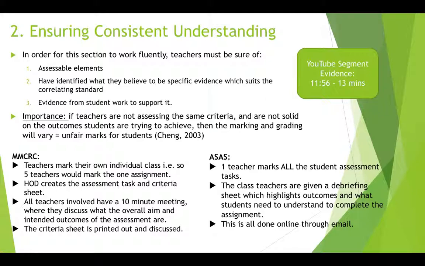I witnessed this at Mary MacKillop. Teachers would mark their own individual class. So 5 teachers would mark the one assignment. The head of department creates the assessment task and they create the criteria sheet. All teachers involved have a 10-minute meeting where they discuss what the overall aim and intended outcomes are of the assessment piece. The criteria sheet is printed out and discussed. I thought this worked really well. All teachers that I saw really understood what they had to get the students up to in order to complete it, and then they knew what they were looking for in the report based on the criteria sheet.